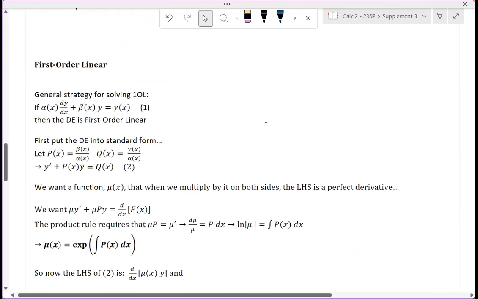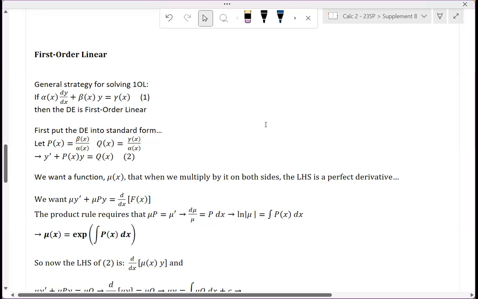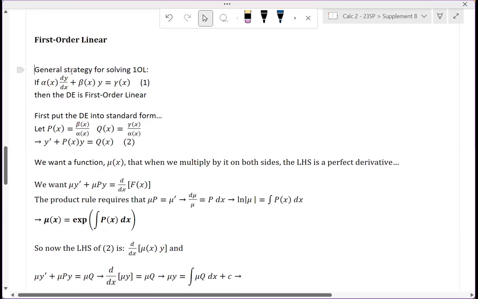So next up, first order linear. We didn't get very far in first order linear in class, but we did introduce and solve a specific example related to electric circuits. So let's take a look at the general strategy for solving first order linear equations.